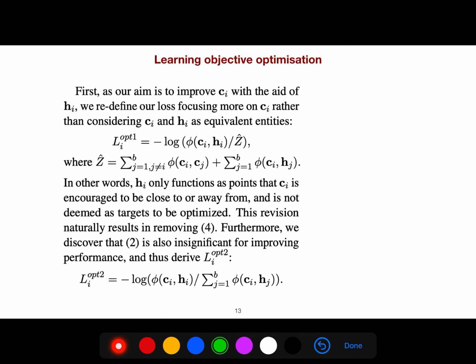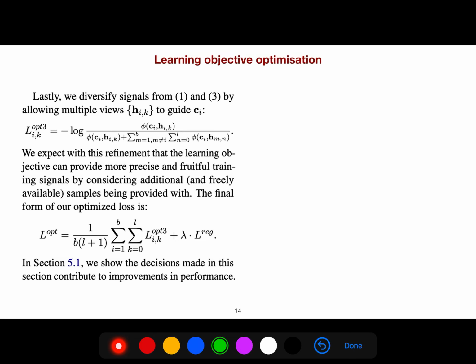Furthermore, we discovered that the second term is also significant for improving performance, and thus we derive this loss. We diversify signals by allowing multiple views to guide C sub i, and we expect that with this refinement, the learning objective can provide more precise and fruitful training signals by considering the additional samples provided. The final form of our optimized loss is just this one, where we add the regularization loss with this lambda hyperparameter.